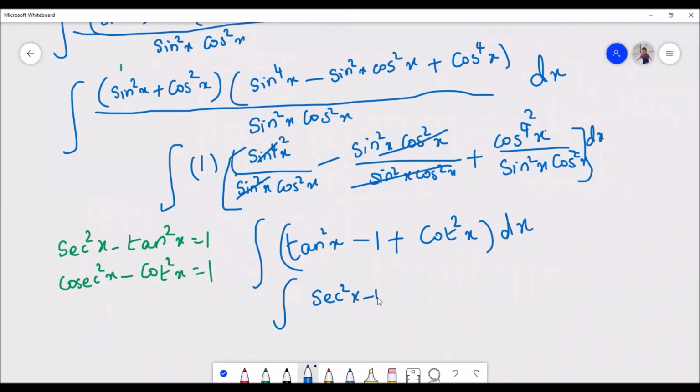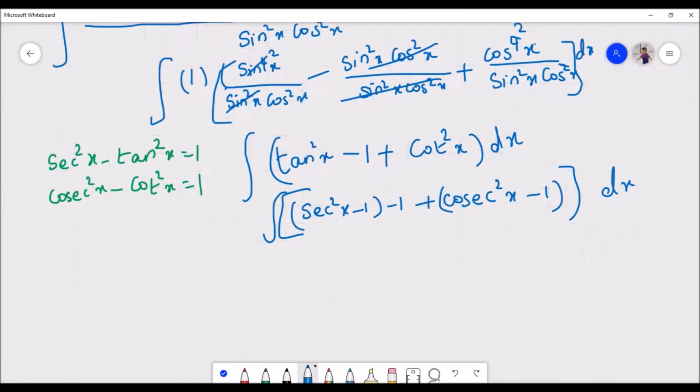Secant square x minus 1. Again, here this negative 1 is there, plus cot square x can be written as cosecant square x minus 1, whole thing dx. So why are we writing this? Because for tan square x we don't have an integral, but the integration of secant square x is nothing but tan x, and the integration of cosecant square x is directly cot x. So to get that part, we use this identity.